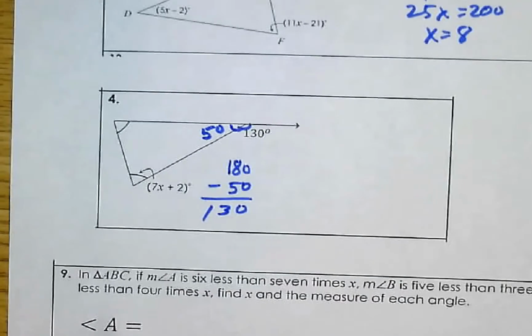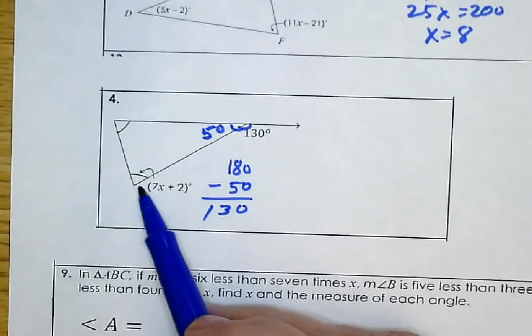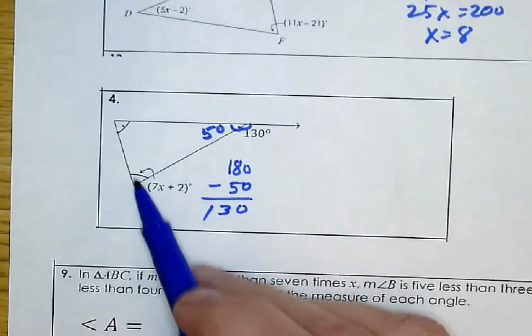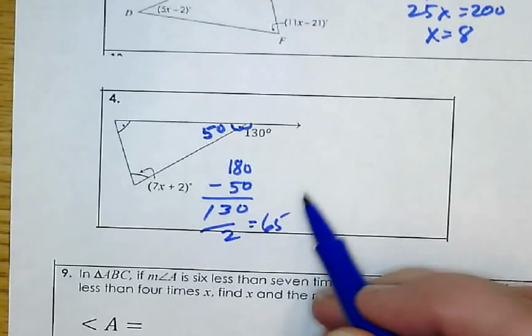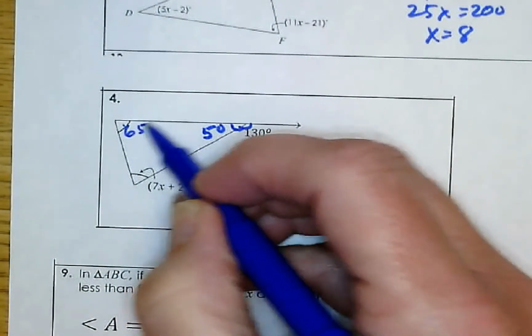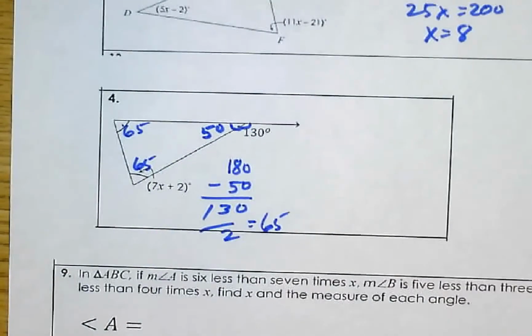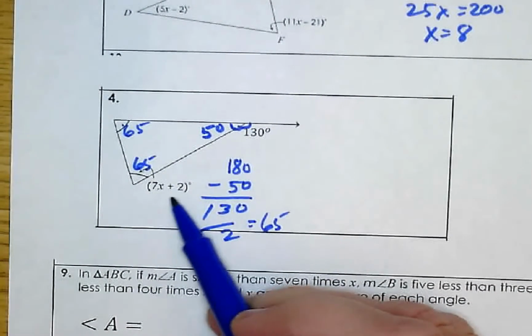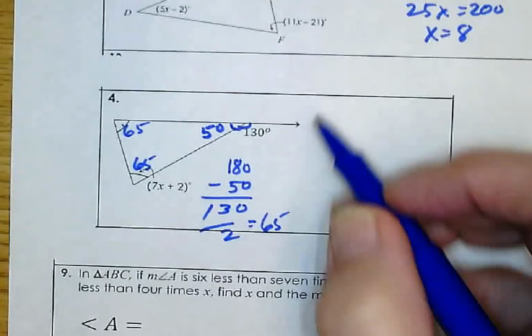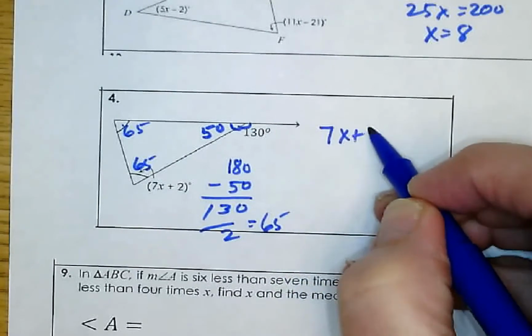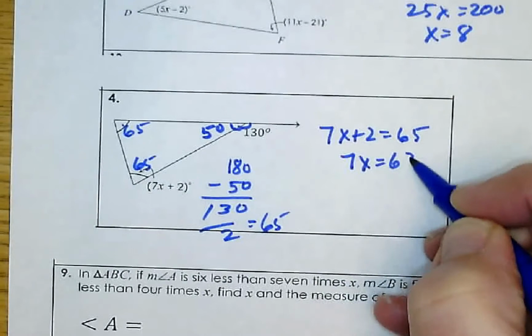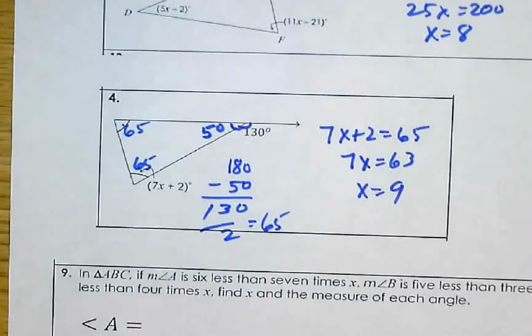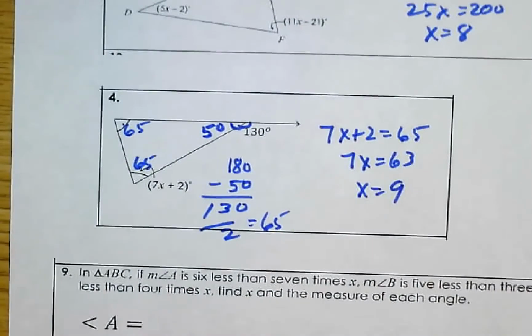So 130 is the total between these two. They have to be equal, so when I divide that by 2, I get 65. Both of these have to be 65. However, that doesn't answer the question of what is x. So this 7x plus 2 has to equal 65. X equals 9. And it doesn't ask me for anything else, so I'm completed with that one.